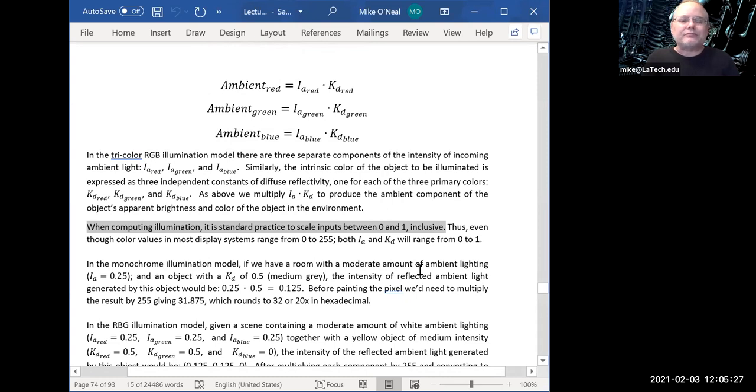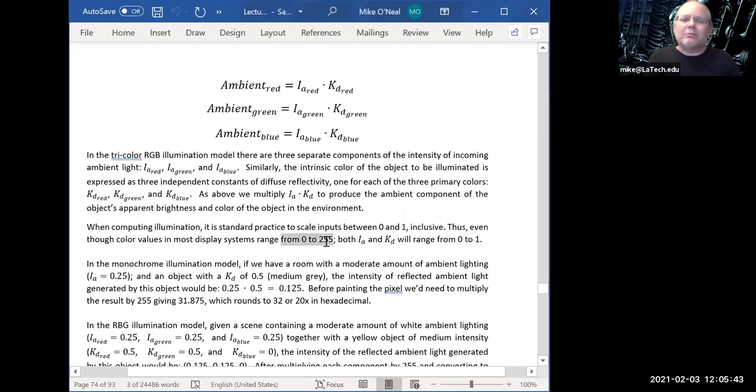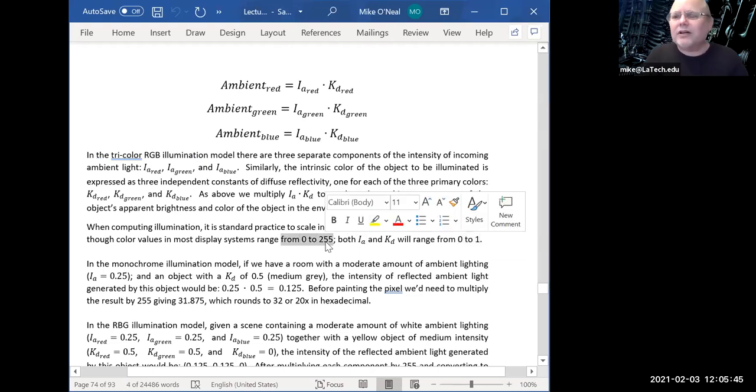So we tend to run things as fractions between 0 and 1, so that the range will end up being somewhere between 0 and 1 for the final intensity. And then as a last step, we multiply that by 255 to get a color level, because remember, most systems, every color, red, green, and blue, is somewhere on a scale from 0 to 255.